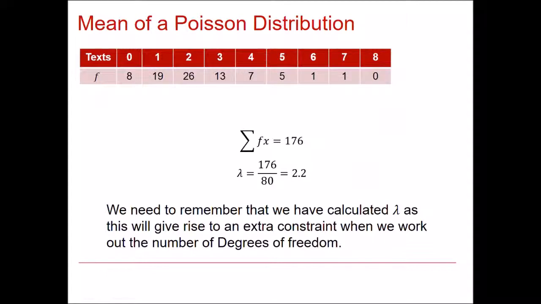It's important to remember that as we have calculated lambda from the observed data, this will give rise to an extra constraint when we work out the number of degrees of freedom, so therefore the number of degrees of freedom will be one less than maybe we were expecting.